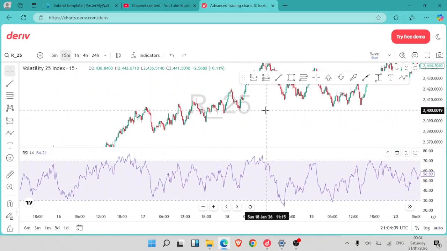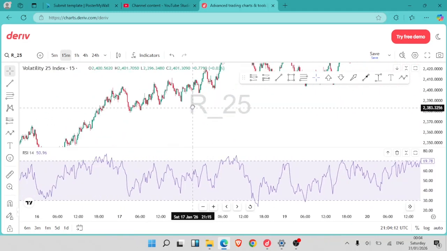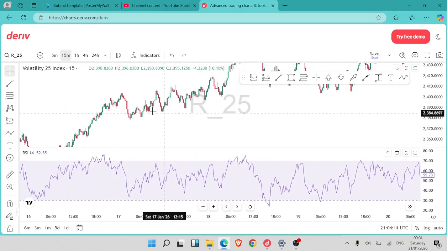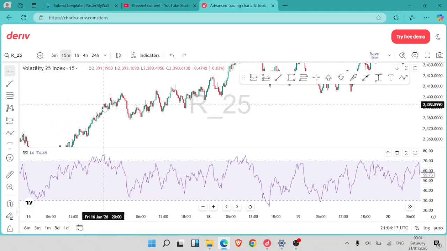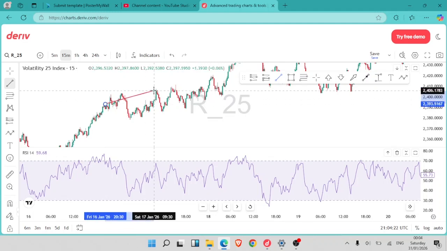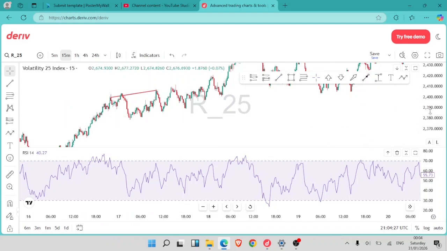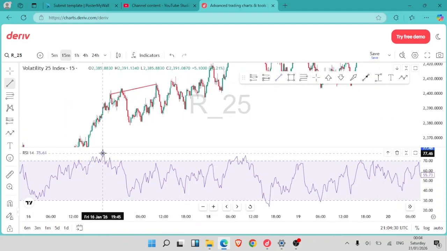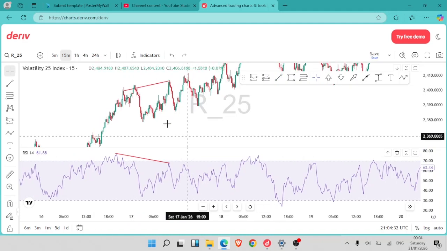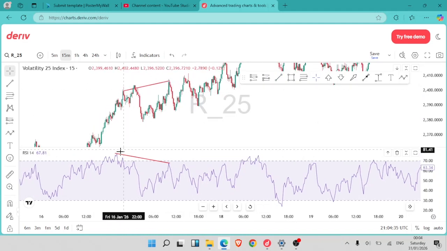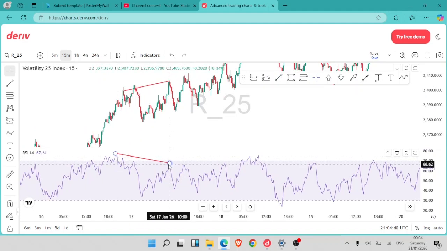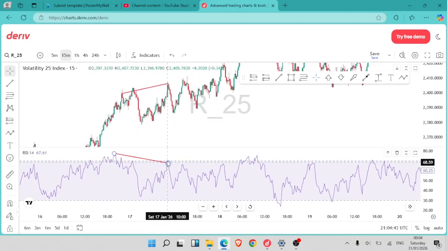Let's use this one. So you have price forming higher lows and higher highs like this, but the RSI is doing quite the opposite, and I'll show you right here. The RSI is doing lower highs and lower lows. So this means that this has formed a divergence like that.